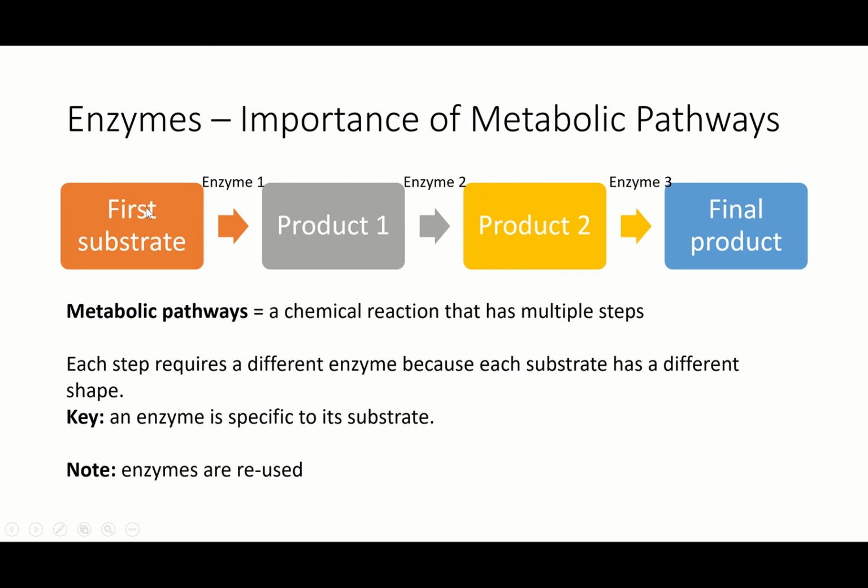What we call substrate is the thing that enzyme is aiming to change. Enzyme always has a thing that it acts on. Enzyme makes something split up or makes something bind together. So the target of that enzyme would be called substrate. And each step requires a different enzyme because each substrate has a different shape.